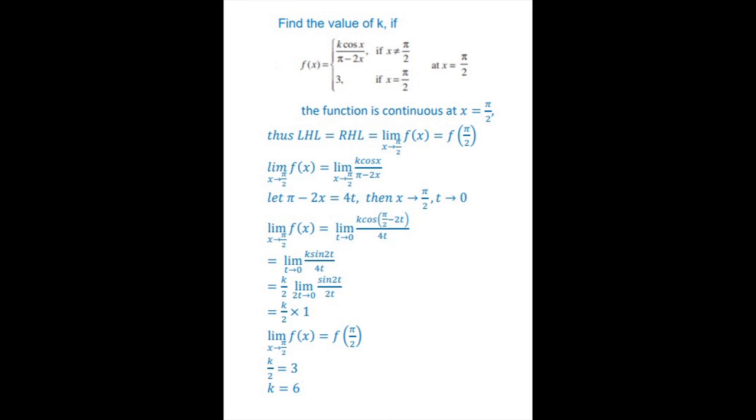Anyway, you know sin 2t by 2t as t tends to 0 is 1. So k by 2 into 1. This is the limit value, and f of pi by 2 is 3. So when you make the limit as x tends to pi by 2 of f of x equal to f of pi by 2, we end up getting k by 2 equal to 3. Thus k equals 6.